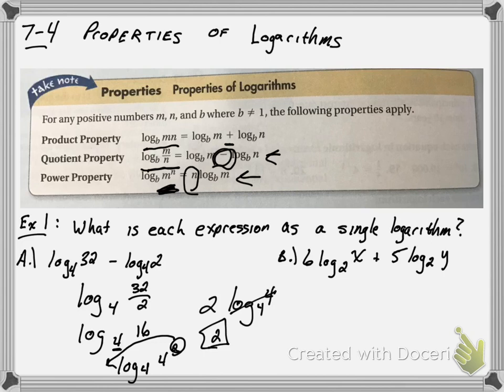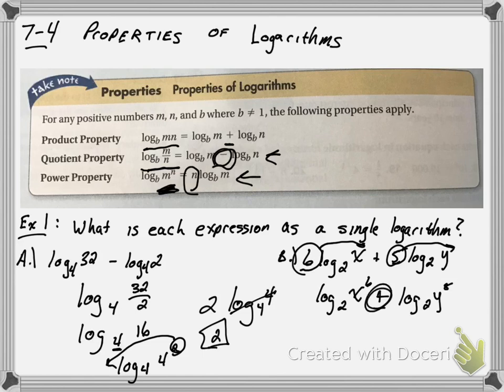Now, what about b? Well, again, we have this up top. Multiplication becomes a power. So you really have log of x to the 6th base 2 plus log of y to the 5th base 2. Sorry for that interruption from Siri, apologize. I'm sorry, Alexa. But when you add, it becomes multiplication. So you end up with log of x to the 6th, y to the 5th, base 2.